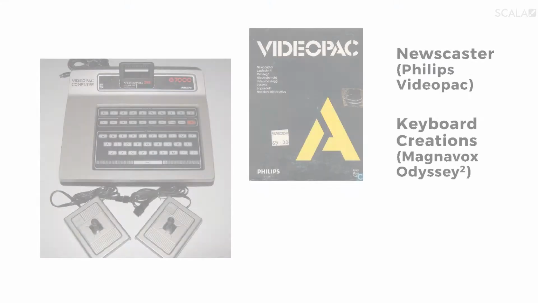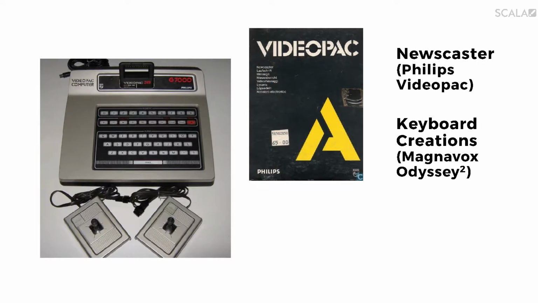So this actually was made, there was a product for the Magnavox Odyssey 2, which in Europe was the Philips VideoPack home gaming system. It was called Newscaster in Europe. It was called Keyboard Creations in North America. And it really was an early digital signage product. So this is what digital signage looks like in 1978 with accessible hardware and software.